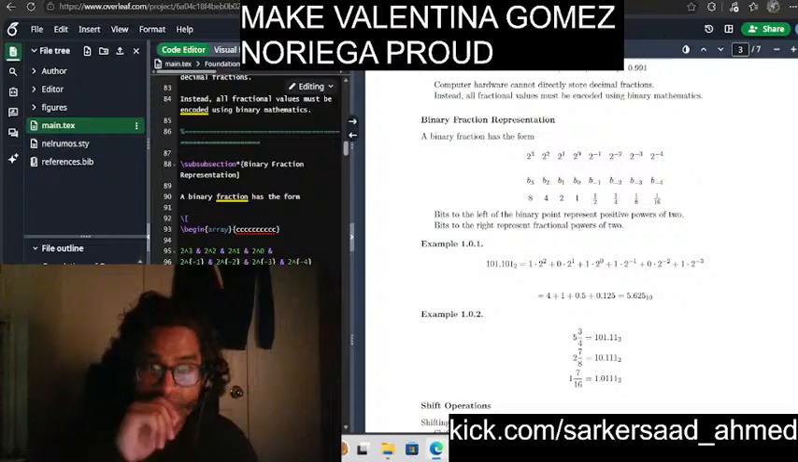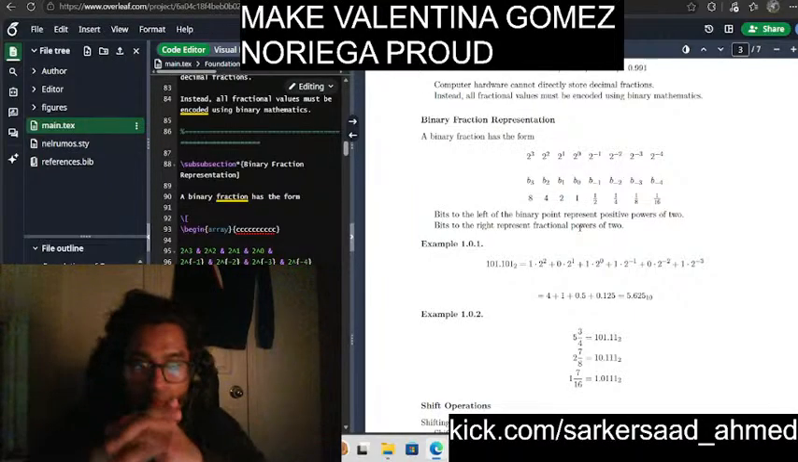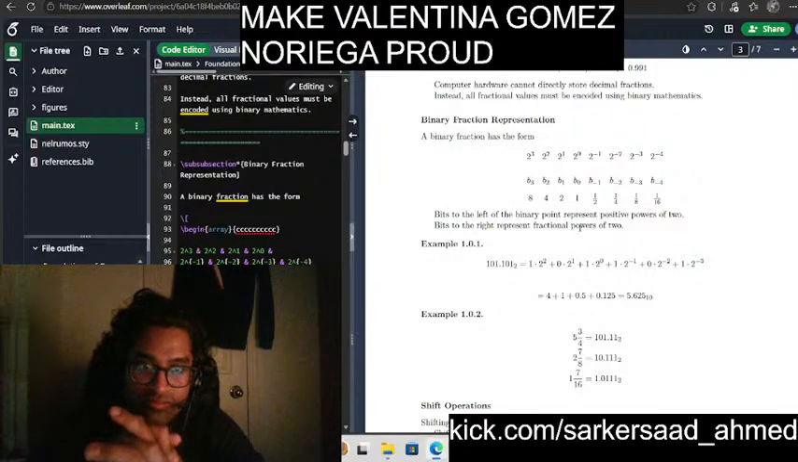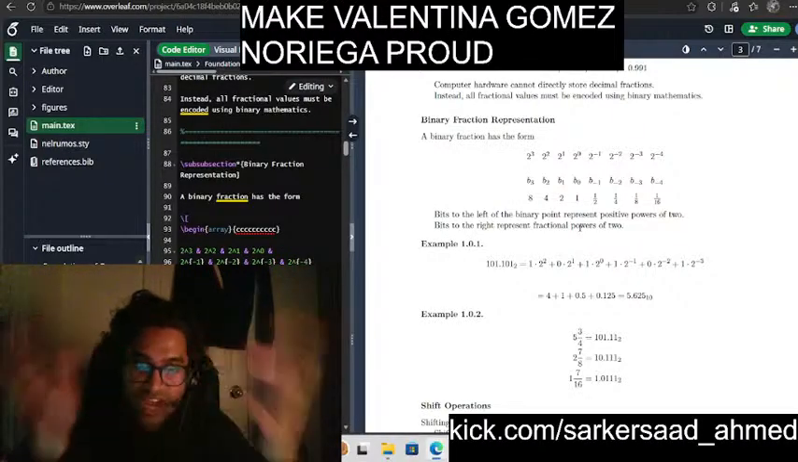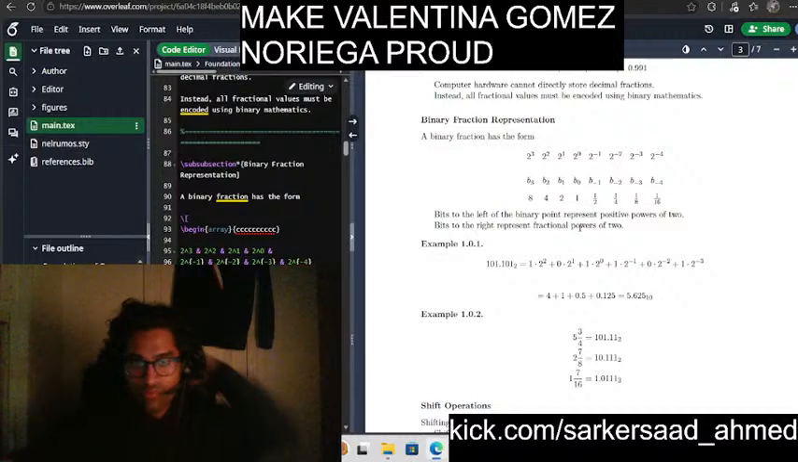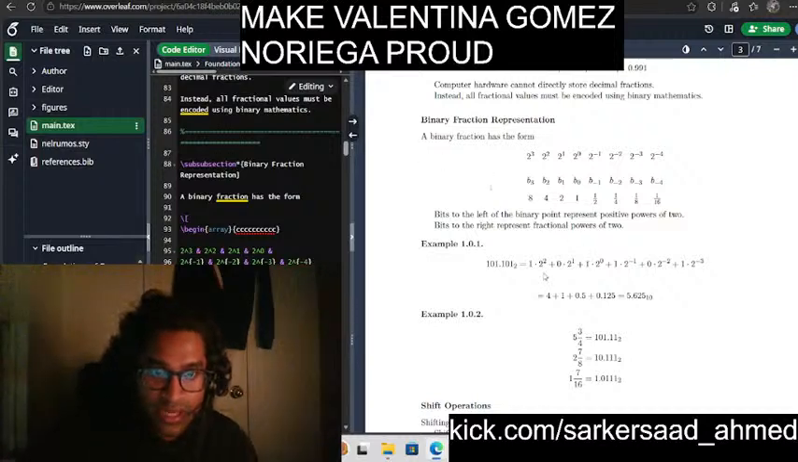There you go. That's what I want. And then so on and so forth. Bits to the left of the binary point represent the positive powers of 2. Bits to the right represent fractional powers of 2. So if I have 101.101, then I'm going to have 1 times 2 to the power 2, 1 times 2 to the power 1, 1 times 2 to the power 0, 1 times 2 to the power minus 1, 0 times 2 to the power minus 2, 1 times 2 to the power minus 3.